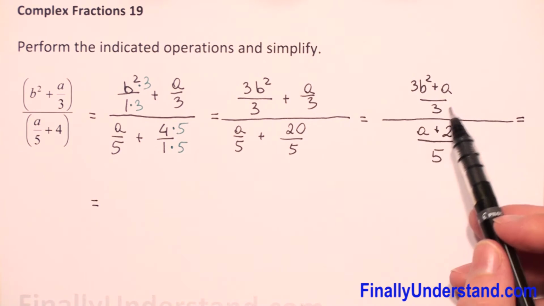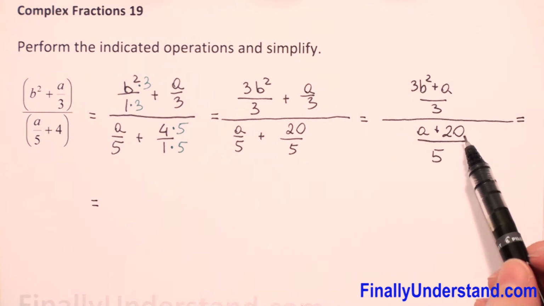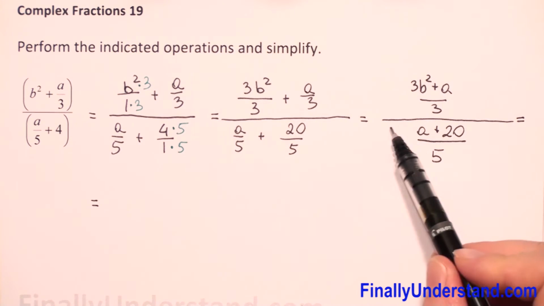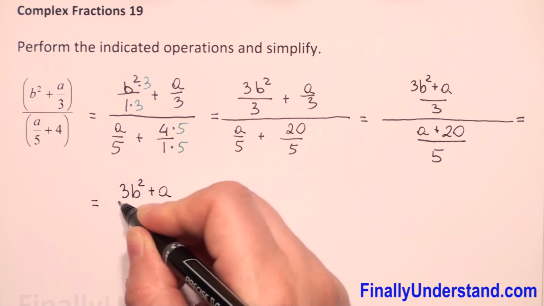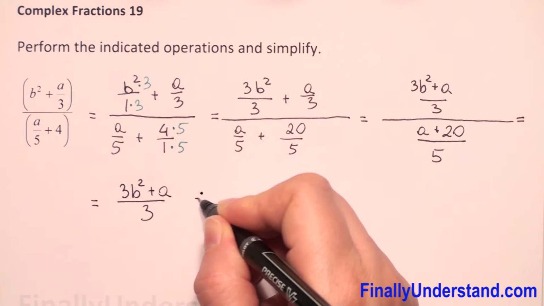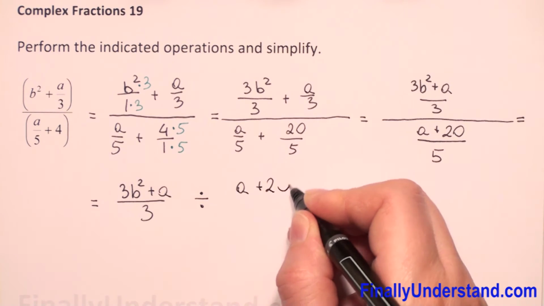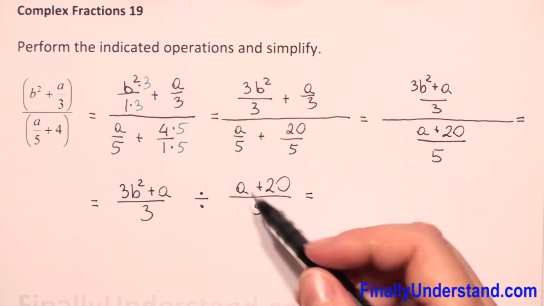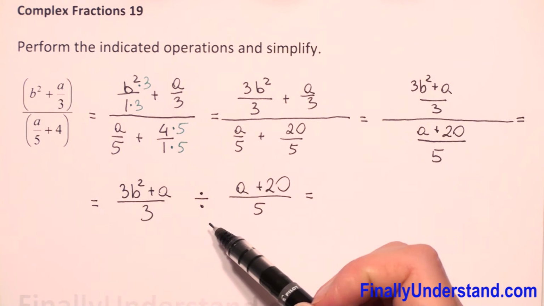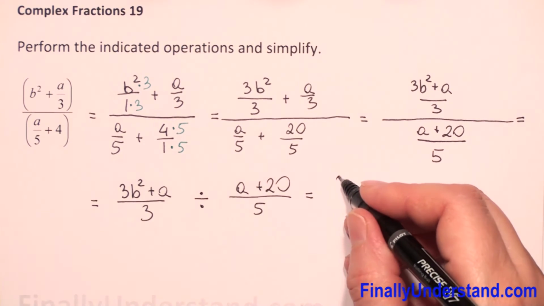Because we cannot do anything in the numerator and in the denominator, we will rewrite this fraction bar to a division sign. So we have 3b squared plus a over 3 divided by a plus 20 over 5. So this is equal. Now when we have division of algebraic fractions, we have to copy the first fraction.